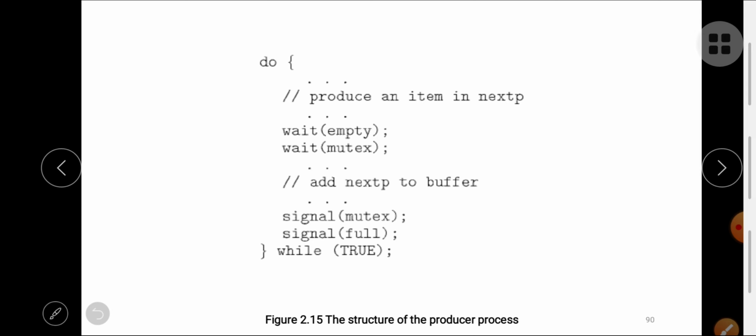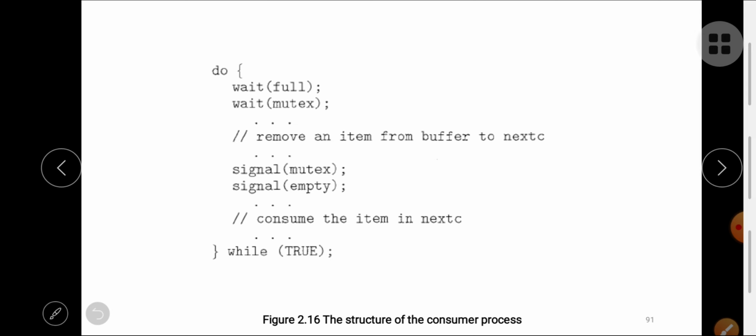Already we have seen these two operations, wait and signal. Wait decrements empty, so empty minus minus, and wait also decrements mutex, mutex minus minus. Then add next producer to buffer. Then signal mutex and signal full. Signal is nothing but increment, so mutex plus plus and full plus plus, while true. So this is the code for the producer process.